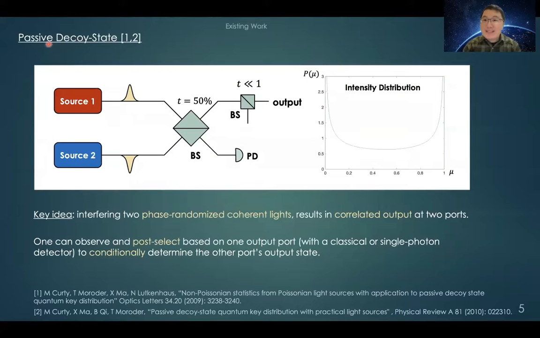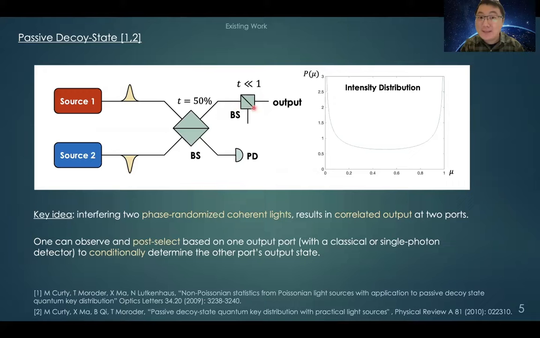The idea of passive decoy state was first proposed in 2009. The idea is that if you interfere two phase-randomized coherent lights, the outputs of those two ports would be correlated. So if you observe one of the ports and post-select upon your results, you can conditionally decide what the distributions are on the other port. Now, this can be done with single photon detectors or with classical photodiodes. In this presentation, we'll focus on the classical case, where source 1 and source 2 are strong lights. After they interfere, if you look at the intensity of one of the photodiodes, because the total intensity is fixed, you can know for certain what the actual intensity is on the other port.